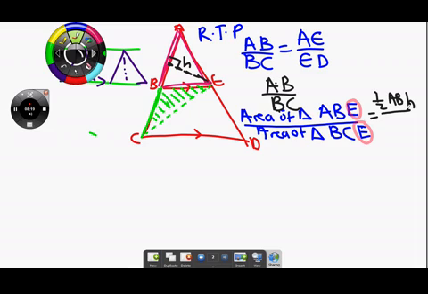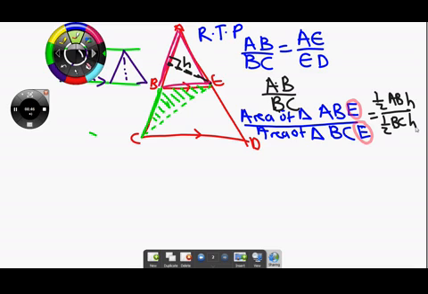What about the area for the bottom one? It's very simple. H is also the height for the triangle BCE. The only difference is this height is coming from E, and because this line BC extends all the way to A, H is also the height. So I'm going to write half BC times height. So this is not very difficult.